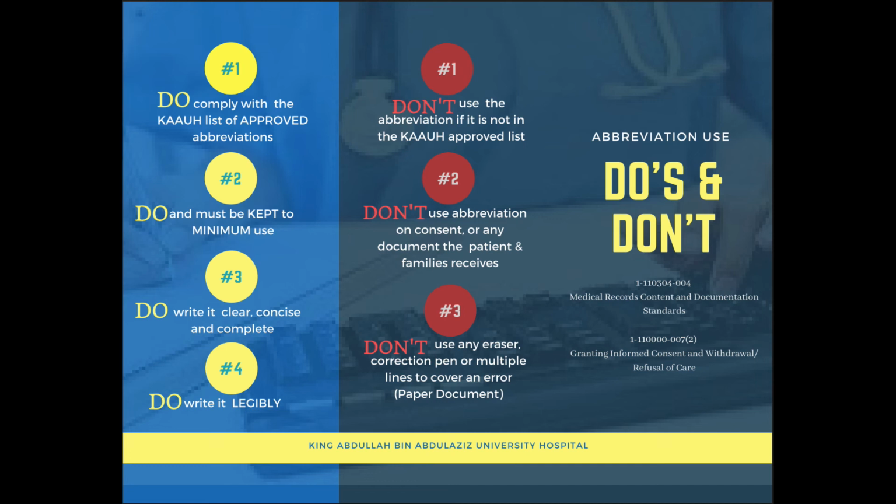Abbreviation use do's and don'ts, from the Medical Record Content and Documentation Standards Policy and Granting Informed Consent and Withdrawal Refusal of Care Policy. Do's. Number 1. Do comply with the KUH list of approved abbreviations. 2. Do keep abbreviation use to a minimum. Number 3. Do write it clear, concise, and complete. 4. Do write it legibly.